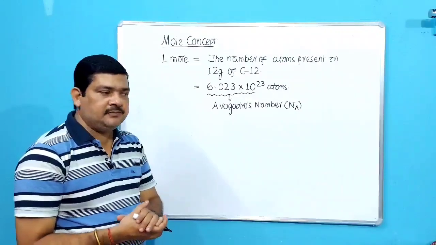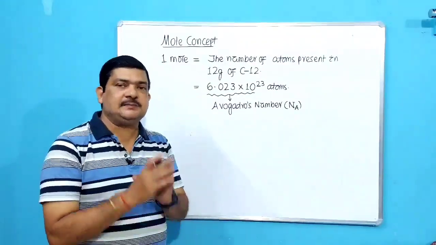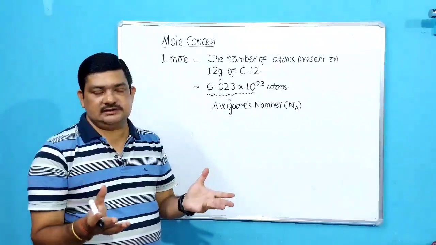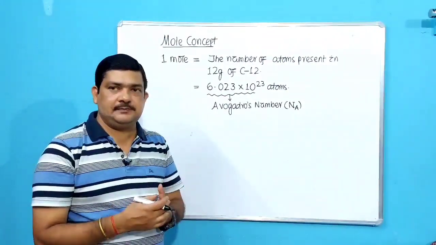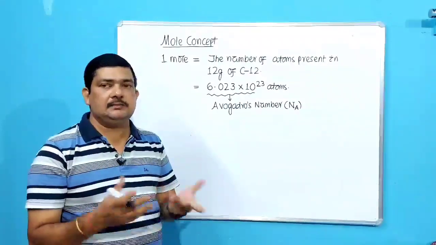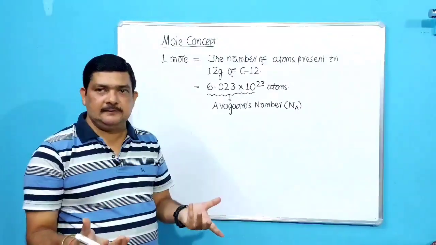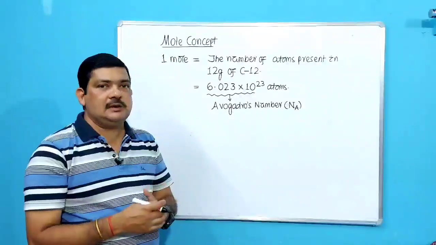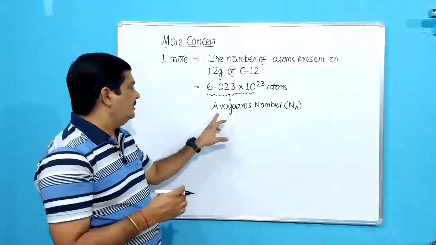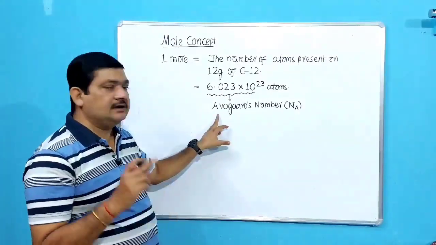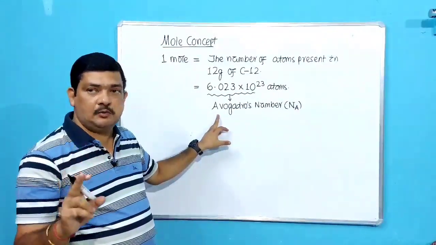Then what is Avogadro's number? It is the number of particles present in 1 mole of any substance. Particle, once again I am telling, it may be atom, it may be molecule, it may be electron, it may be ion, anything. So if we take 1 mole of any substance, the number of particles present in it is called Avogadro's number. So Avogadro's number is the number of particles present in 1 mole.